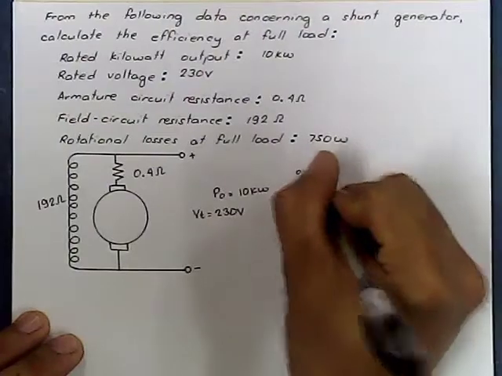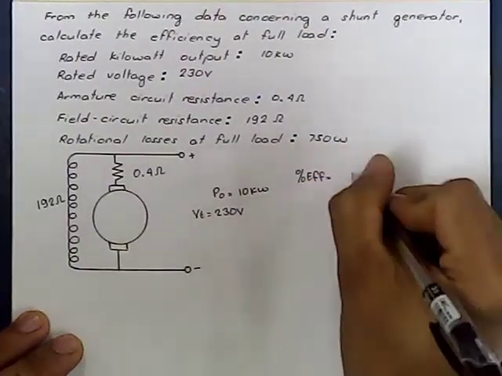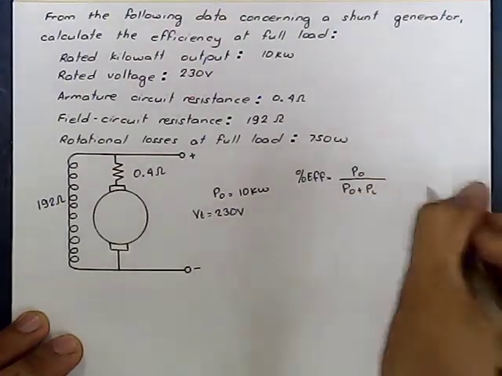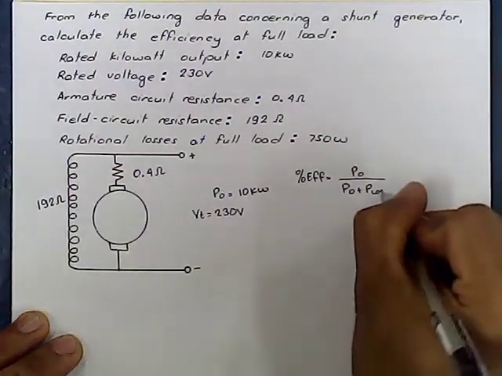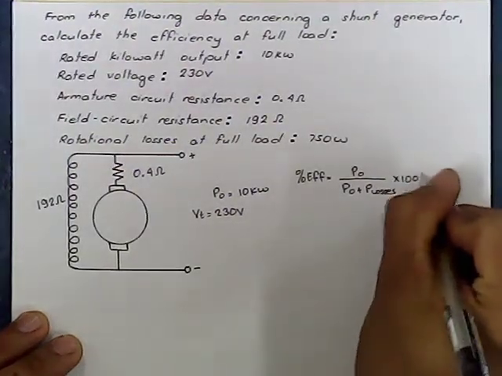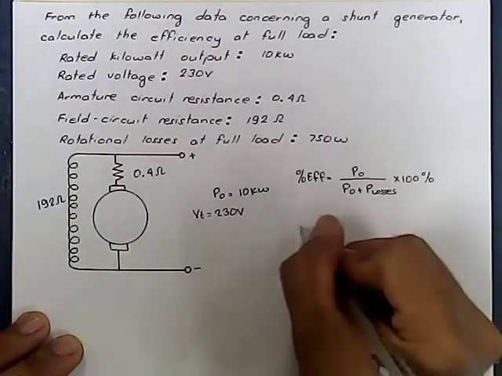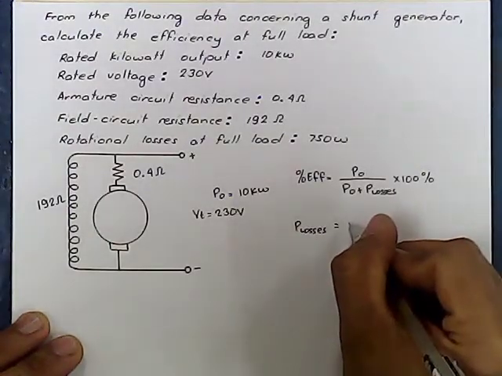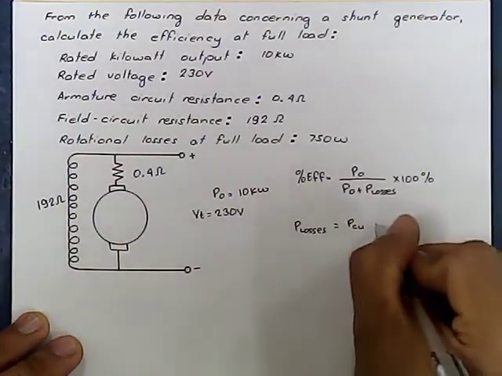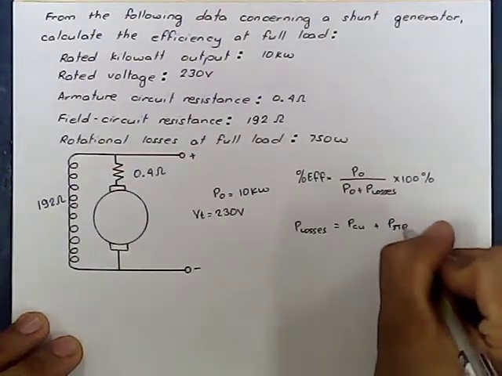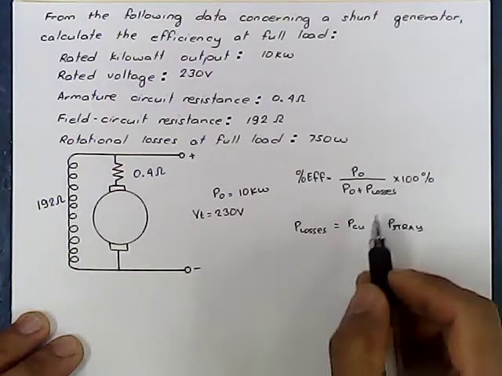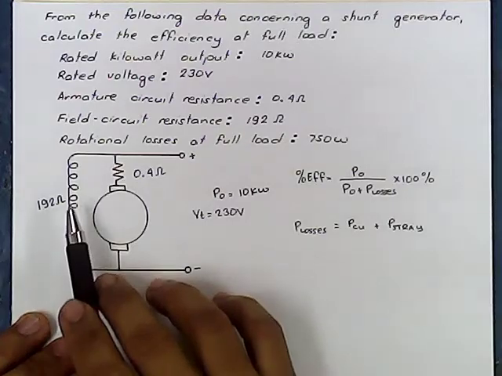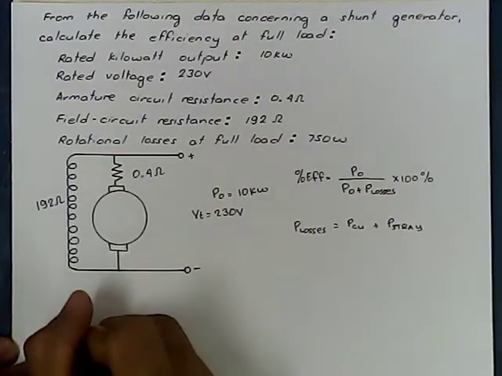Again, the percentage efficiency equals the power output divide this by the power output plus the power losses times 100%. Sa power losses, we have the copper losses plus yung stray losses or the rotational losses. Ngayon dito sa copper losses, meron tayong dalawa. The armature copper loss and the shunt field copper loss. Kunin natin yung mga copper losses.